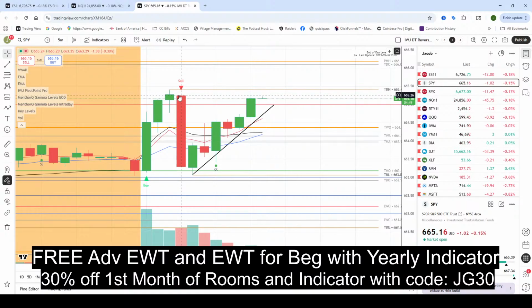All right, so we are basically at that high. They touched it. Now they're coming into it. Again, they can spike it back up to this high here at 665.40, but I would expect in this area to see some red.